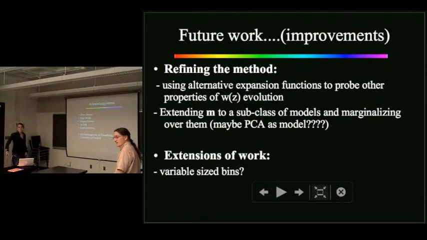So have you thought about trying to incorporate structure growth constraints? No, I haven't actually thought about that, but yeah, that would be the next thing to add. Yeah, weak lensing.